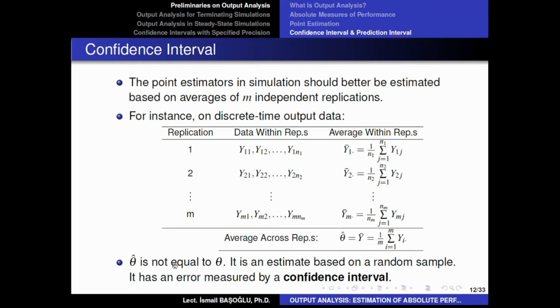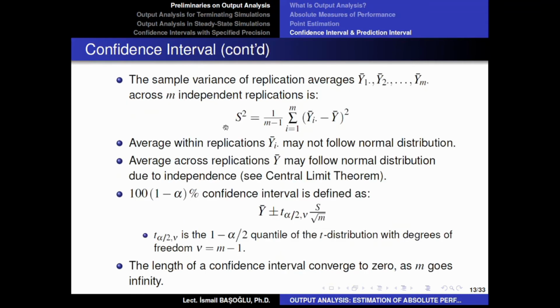And that estimate, of course, is not equal to theta. It is an estimate based on a random sample, right? Because if you have used a different random number sequence in all of these replications, then you would have calculated a different theta hat value. Therefore, this is a statistical estimate. Therefore, we need to measure the error of this estimate with a confidence interval. And how do we calculate that confidence interval?